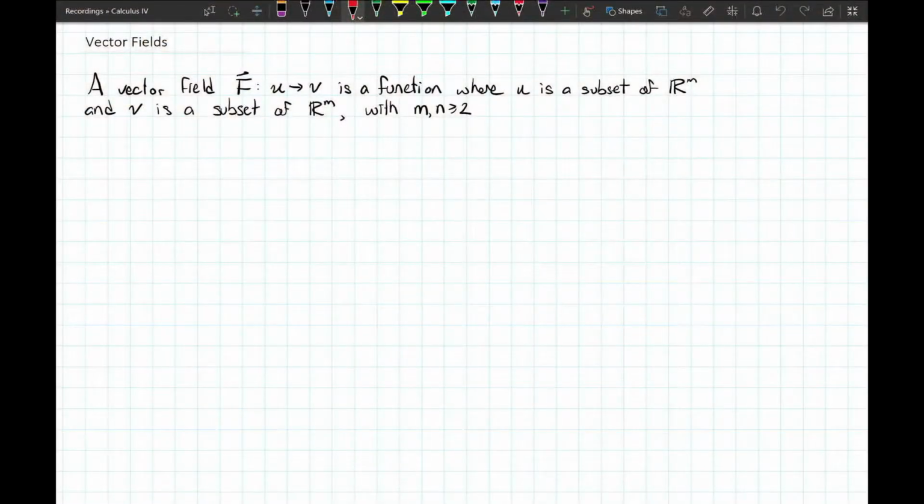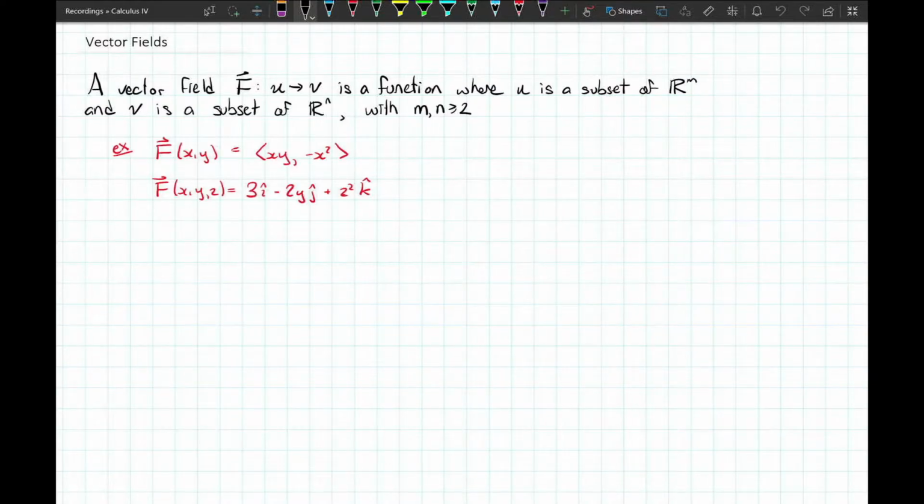A vector field is a function F with a vector over the top here. Well, maybe we'll use capital F so that you know this is a vector field and not just a vector function. It's a function that maps from U to V, where U is a subset of R^m and V is a subset of R^n, with m and n both being dimensions greater than or equal to 2. Okay, so a couple examples here, so you know that these are not just your normal vector functions.